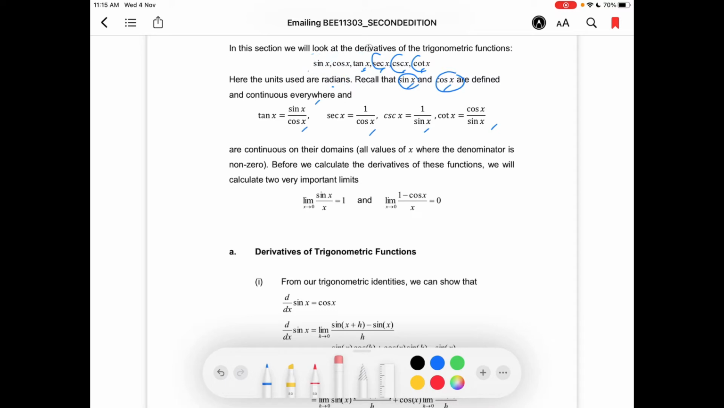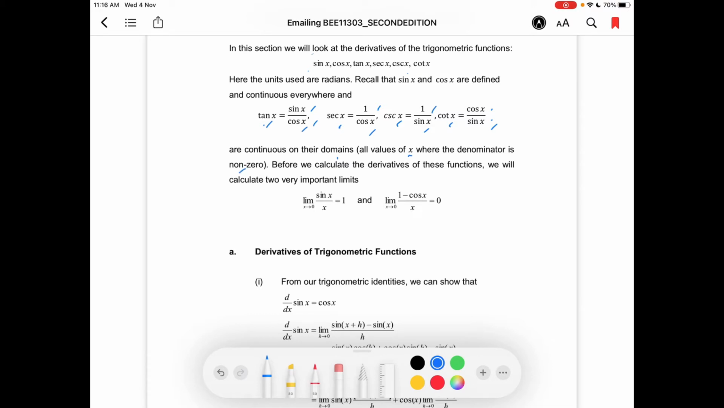Alright, let me delete it so that you can have a better view on the notes here. Now we do have the tangent x, secant x, cosecant x, and cotangent x. All these four are actually derived from, for example, tangent x is sine x over cos x, secant x is 1 over cos x, cosecant x is 1 over sine x. Meanwhile, cotangent x is the other way around, the inverse of tangent x, which is cos x over sine x. And they are all continuous on their domains, where the denominator must be non-zero.